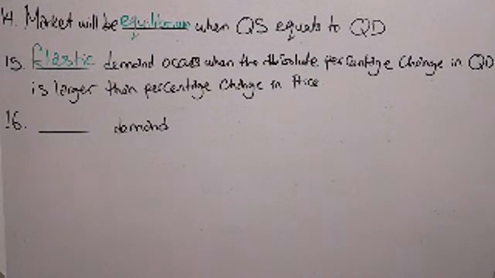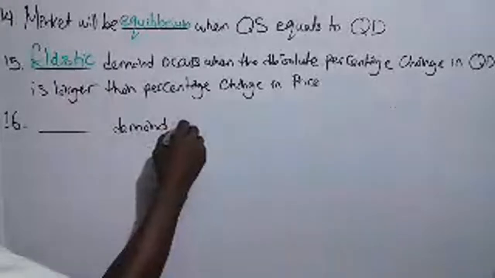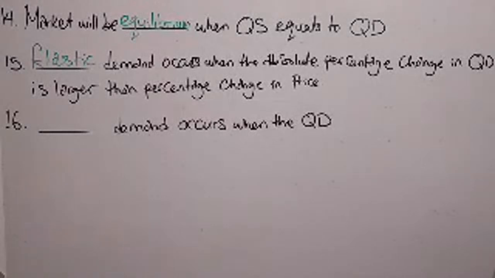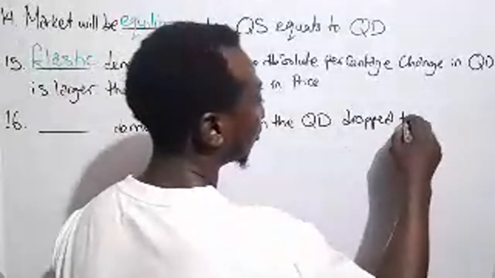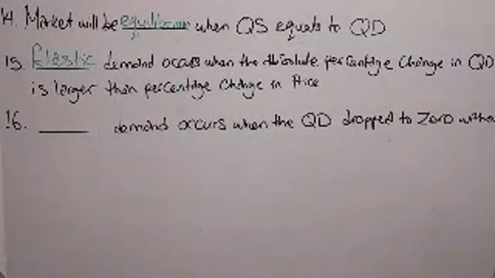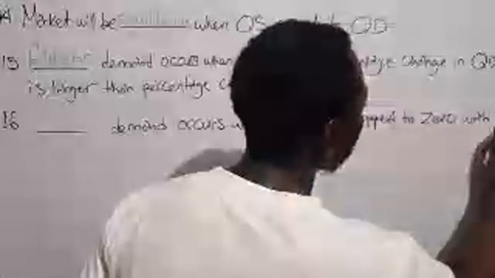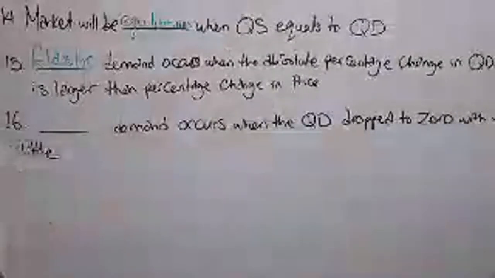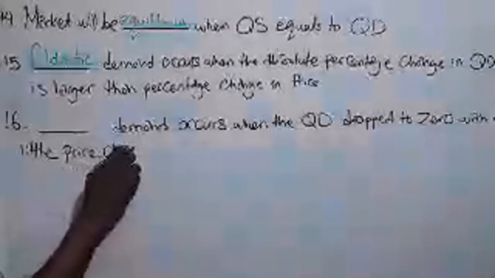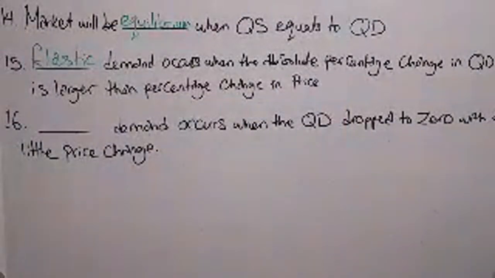Dash demand occurs when the quantity demanded, please pay attention to all these details, when the quantity demanded drops to zero with a little price change, then what kind of demand is that?